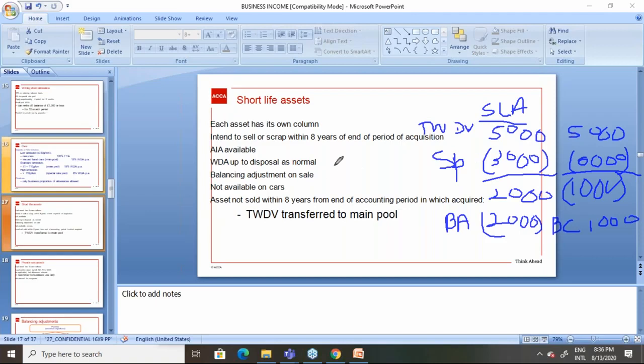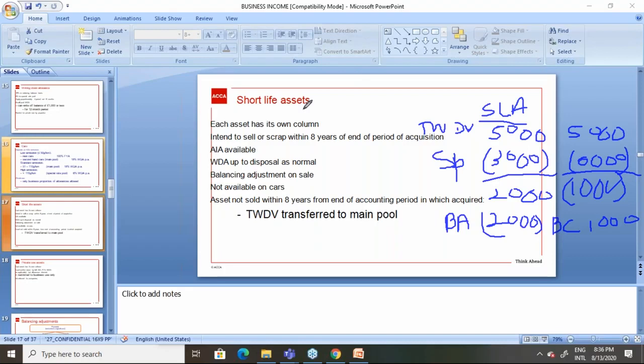Now, you are required to sell the asset within a period of 8 years. But if you have not sold the asset within a period of 8 years, then you cannot maintain that asset as a short life asset anymore. Then the asset must be depooled. Depooling is a situation where you take it out from the main pool.